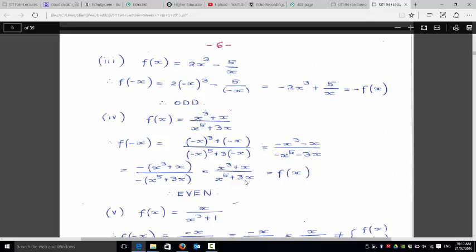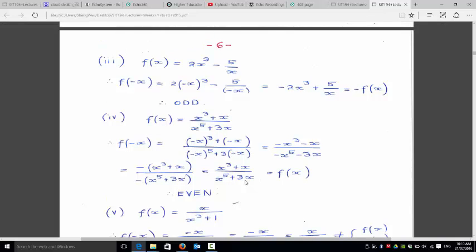The third one, f(x) is equal to 2x cubed minus 5 over x. How about this one? You can calculate it and see whether we have the same result. My answer is odd function. Why? Similarly, we just check f(-x). For f(-x), we have 2(-x) cubed minus 5 over -x.